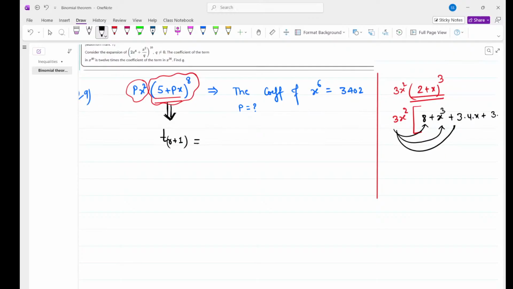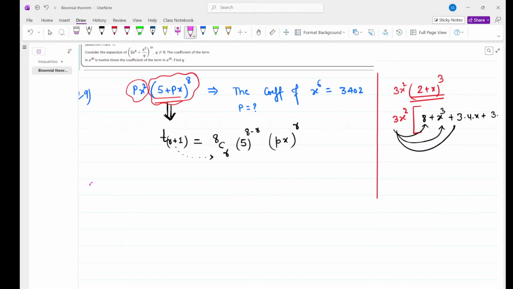So it should be 8CR. Am I right? Why? Because you have to write one less here. We have already discussed. 8CR, first term is 5, so it should be 5 raised to power 8 minus R. And the second term is PX raised to power R. Isn't it? Am I right? This is the general term of this binomial expression.